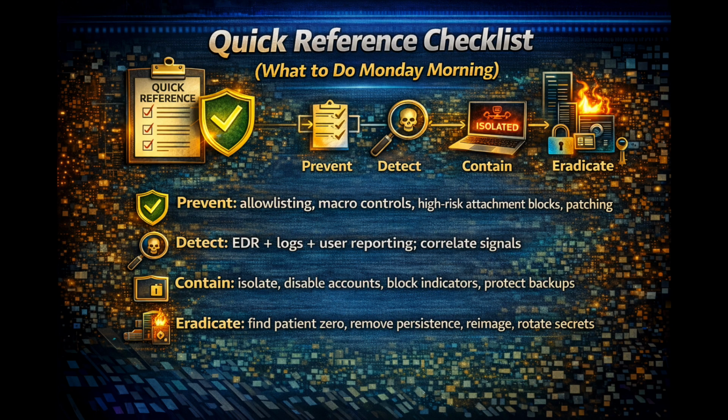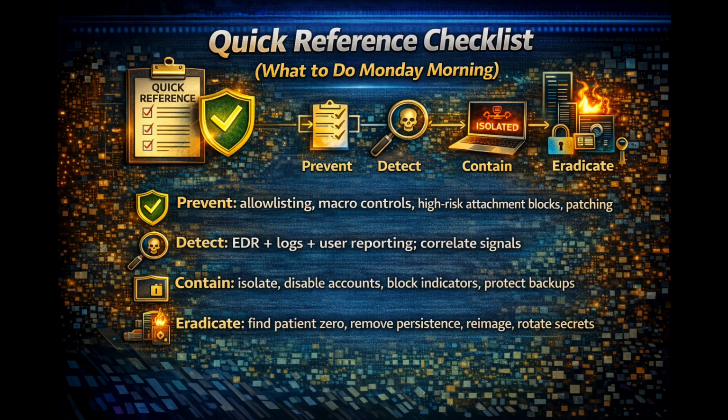Prevention. Implement allow listing where feasible, lock down macros and scripting, block high-risk attachment types, and keep patching disciplined, especially for internet-facing systems. Detection. Make sure EDR coverage is broad, logging is centralized, and users know how to report suspicious emails and prompts. Correlate across endpoint, identity, email, and network signals.